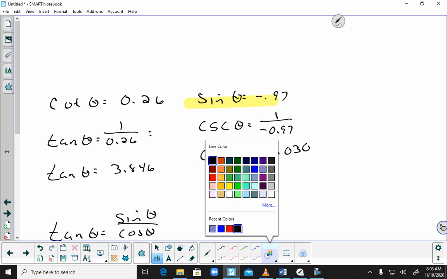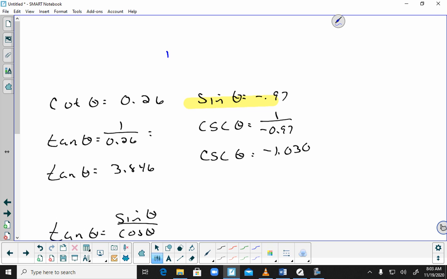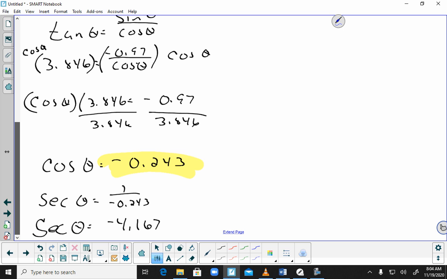So when I'm doing this one, I might have started off at the beginning with "all students take calc." And then my cotangent's positive, which means I'm in the first or the fourth, and my sine is negative, which eliminates the first, which means I'm in the third quadrant, which means that the only two that should be positive are the tangent and the cotangent. Everything else should be negative. So my sine, cosecant, cosine, and secant.